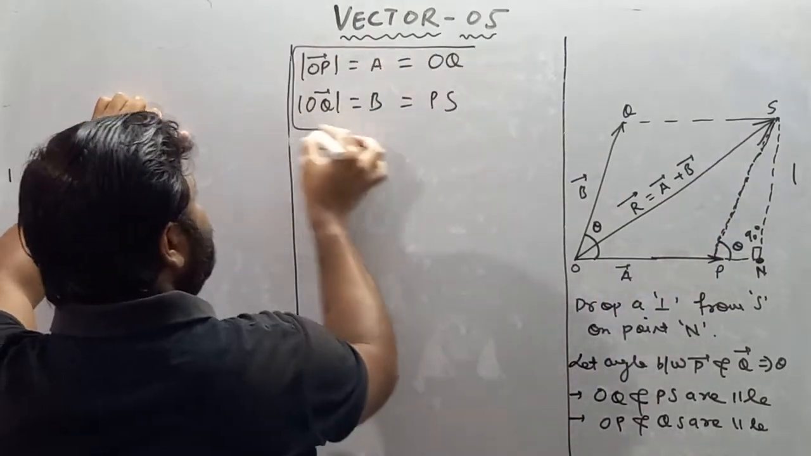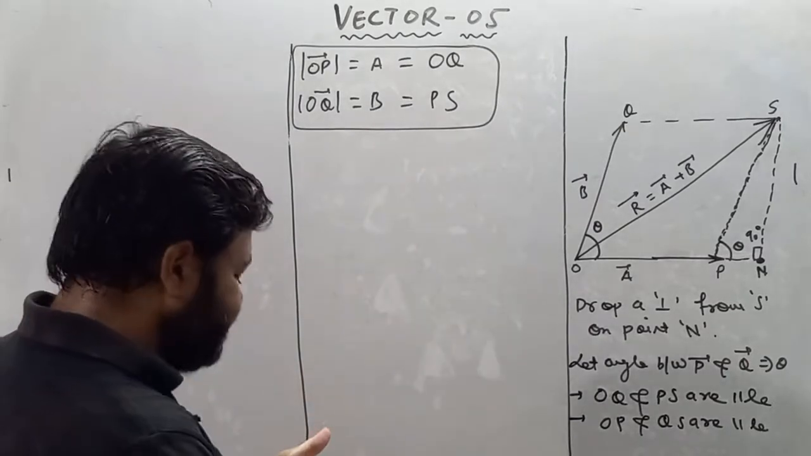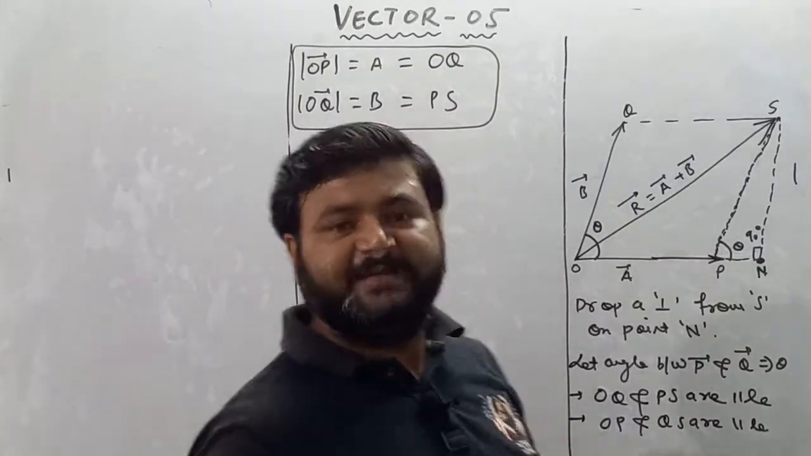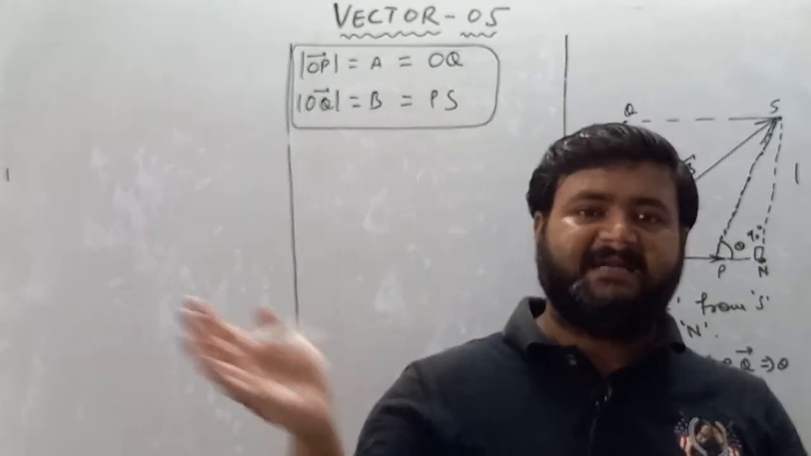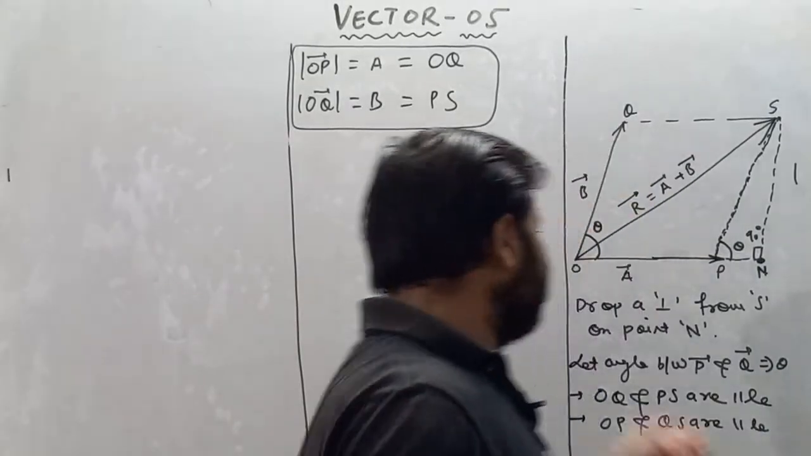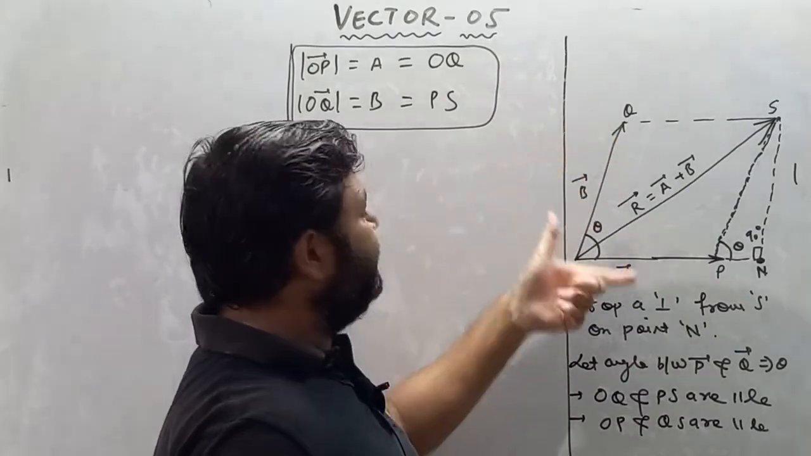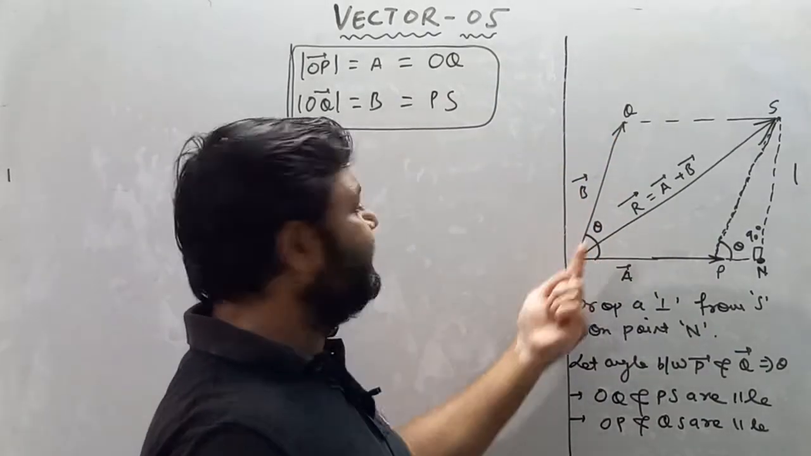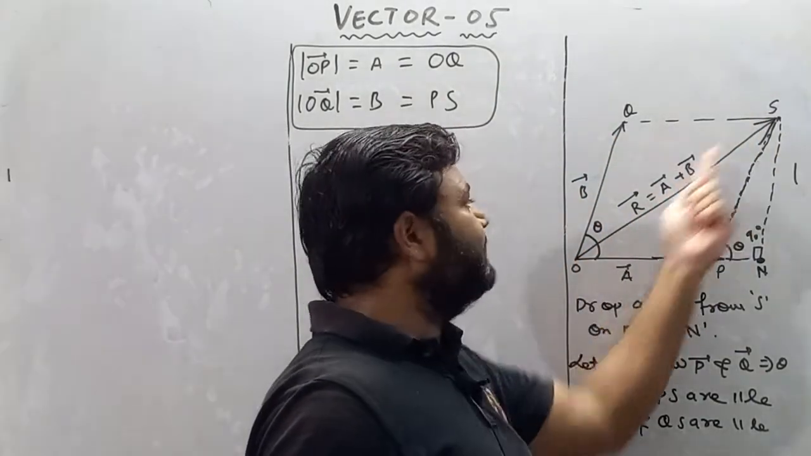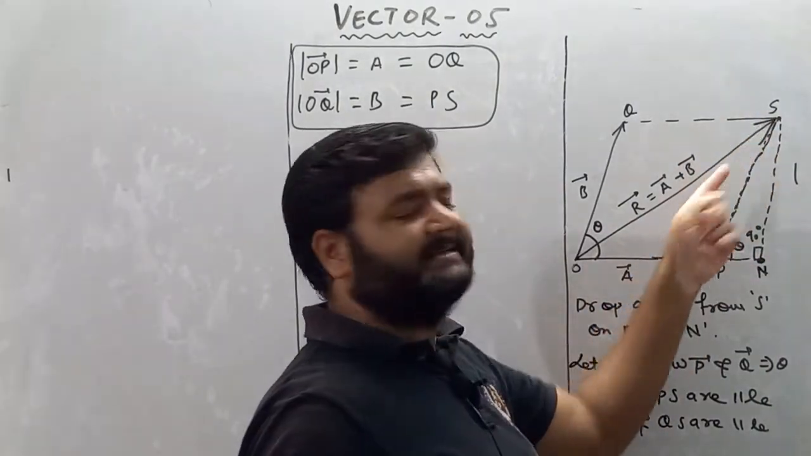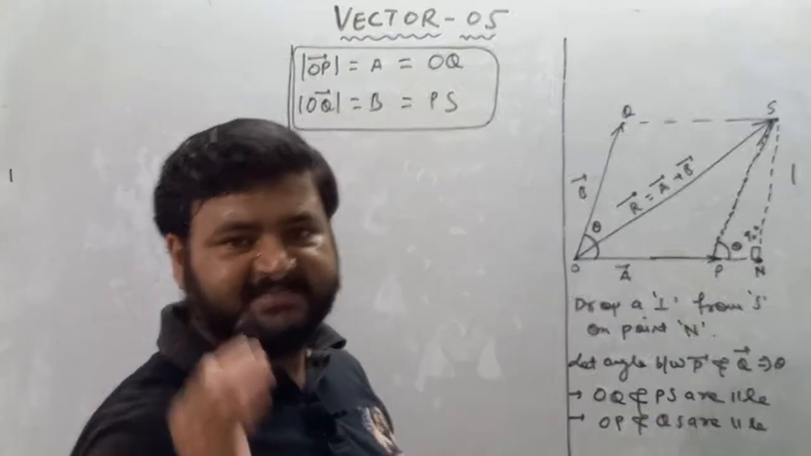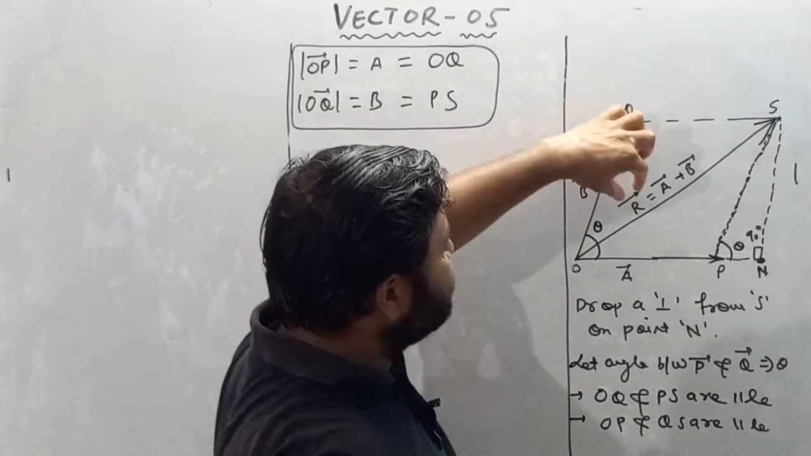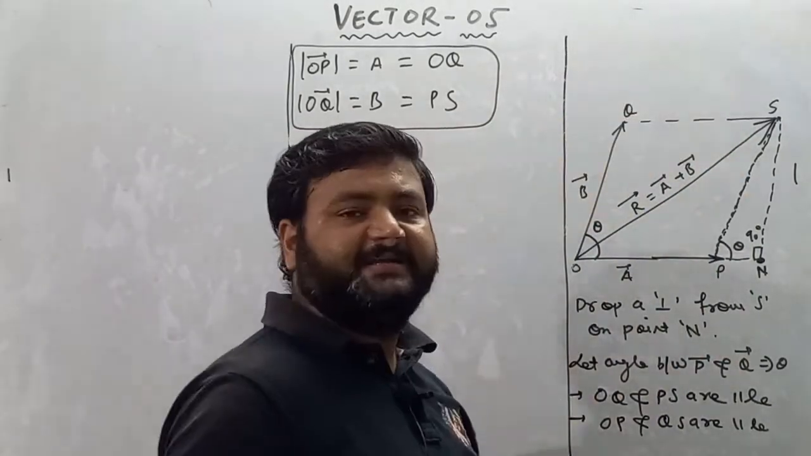I hope you all are understanding. What I am saying is, we have two vectors. We know that the parallelogram law of vector addition says to join the two vector tails. So we have A vector and B vector. We'll join the tails of both vectors and form a line along the diagonal and give it direction. So this line represents the resultant vector, and the resultant vector is equal to A vector plus B vector.